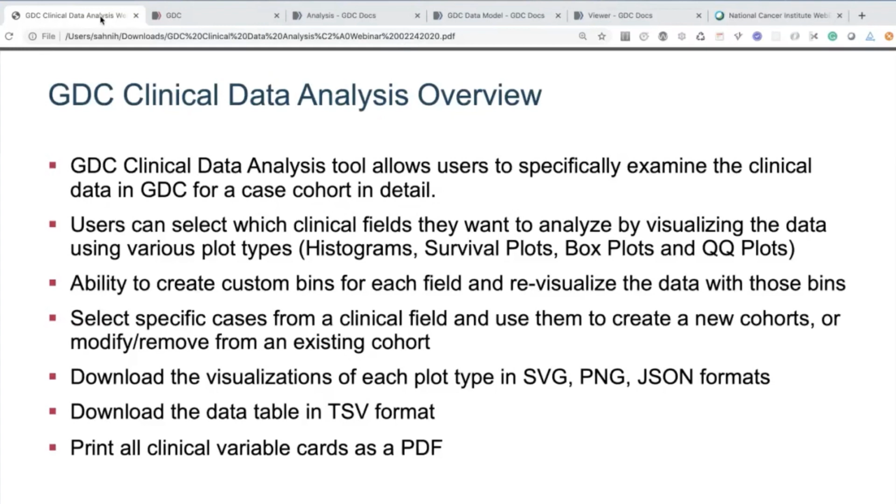Once you have analyzed your data, you may want to create a new cohort out of it. I'm going to show that; it's a very powerful functionality. Basically, within the analysis, you can create a new cohort and then go through the process again, a circular process. Also, you can download the visualization plots as SVG, PNG, and JSON formats, and the table as TSV format. You can also print the whole thing as PDF.